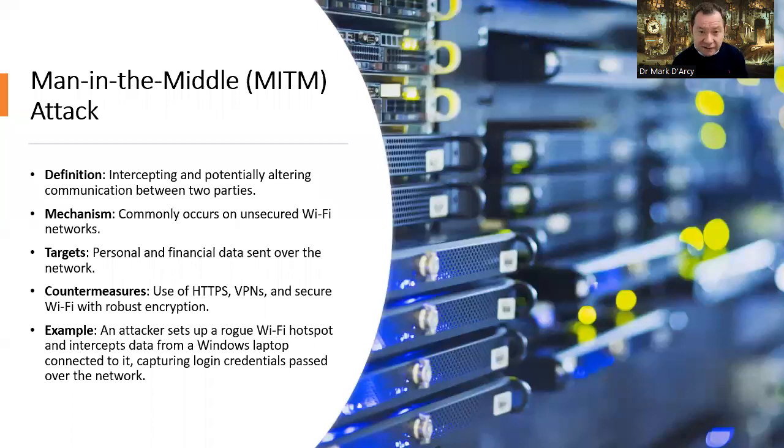Man in the middle attack, MITM. So this is intercepting and potentially altering communication between two parties. The mechanism commonly occurs on unsecured Wi-Fi networks. Targets: personal and financial data sent over the network.